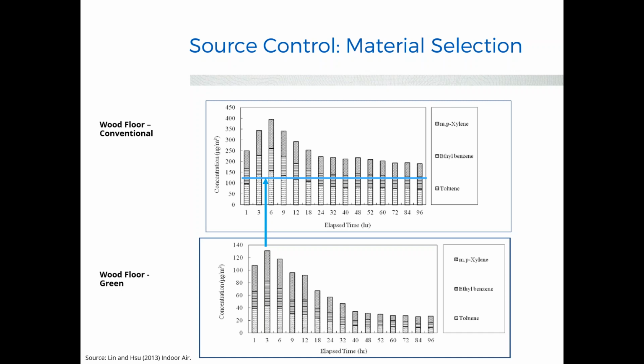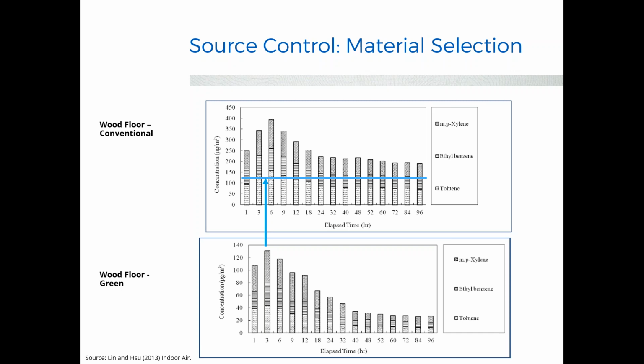So source control, we've been talking a lot about material selection, and I noticed there's been growing attention, as I said, towards indoor environmental quality design. I've seen a lot more projects really interested in this, particularly in labs, research facilities, and healthcare facilities. And so material selection is a big one that you can pay attention to.